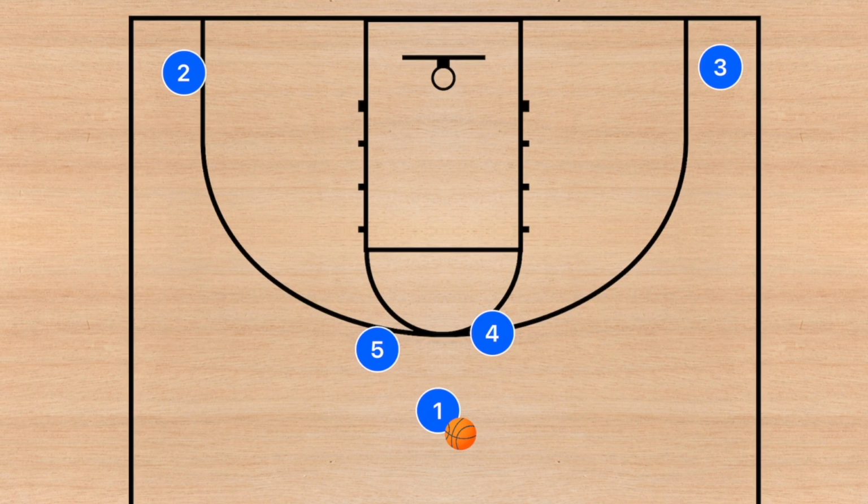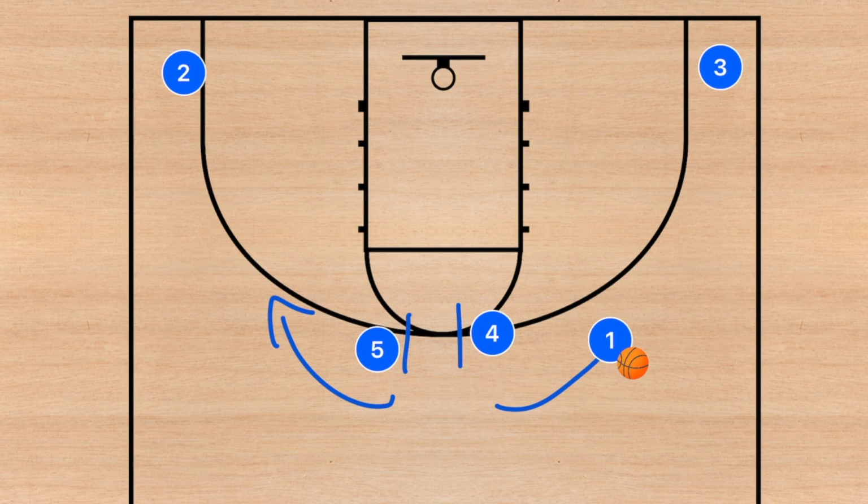When that happens, player 1 is going to make a decision. He's either going to use player 5 as a screen, or he's going to be using player 4 as a screen. Just for argument's sake, if he uses player 4 as a screen, we would like to see player 4 either roll or pop. He has two different options. Player 1 also has two different options. He can dribble out towards the wing, or he can attack the paint. It all comes down to his defender.